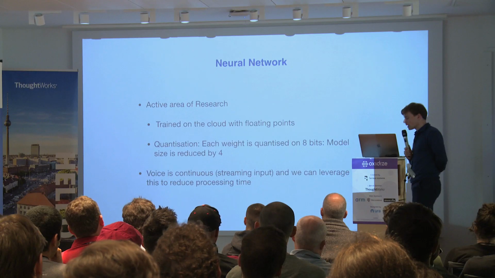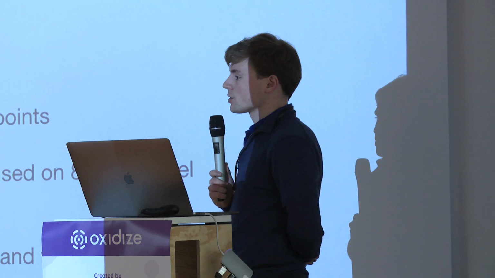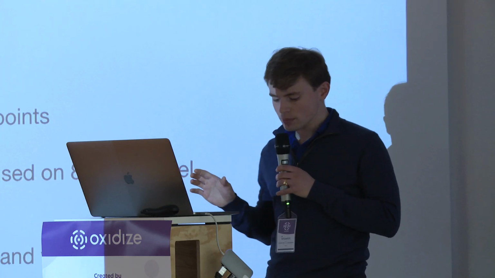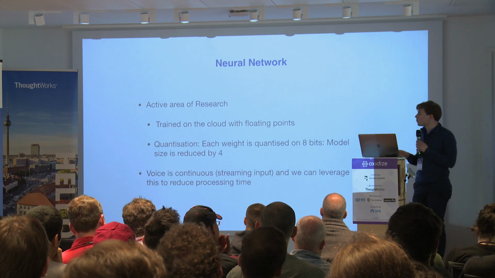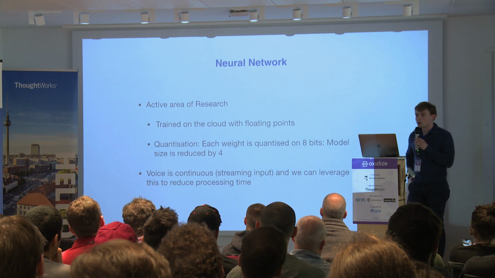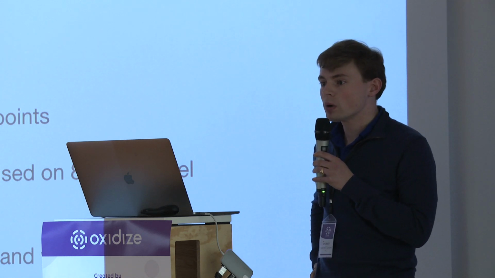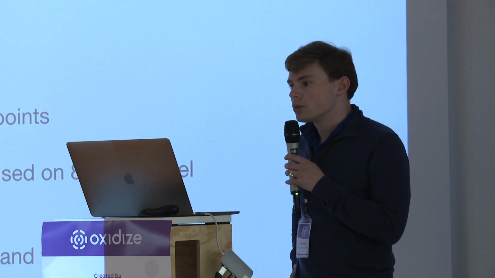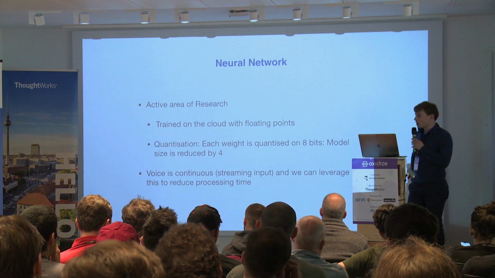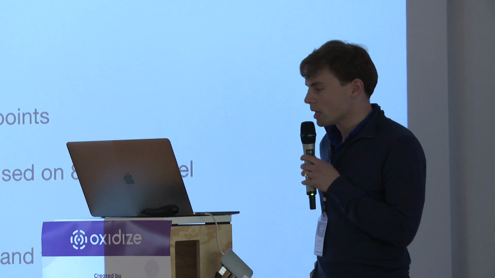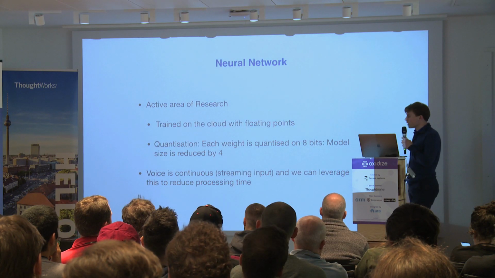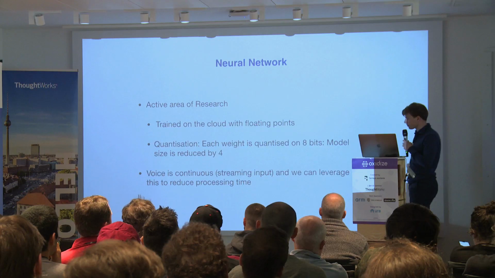So to do that, we apply a process that we call quantization. Each weight after the training, which is in floats, will be mapped to an 8-bit value. So your model size will be reduced by 4, and you can leverage that to use specific instructions on the Cortex-M7 to speed up the multiplication. There are mathematical operations that are provided by ARM in such cases.